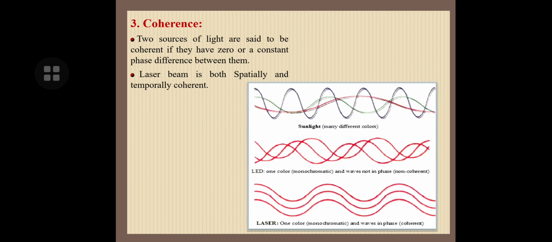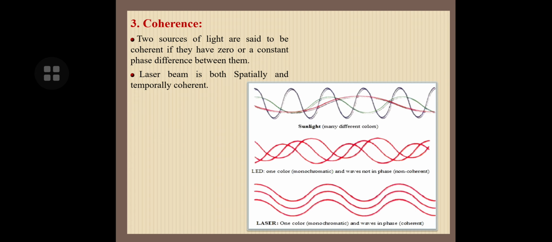The next one is coherence. What is meant by coherence? Two sources of light are said to be coherent if they have zero or a constant phase difference between them. Then we call them coherent sources, or coherence. A laser beam is both spatially and temporally coherent.